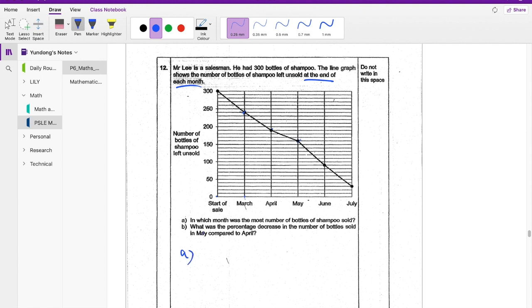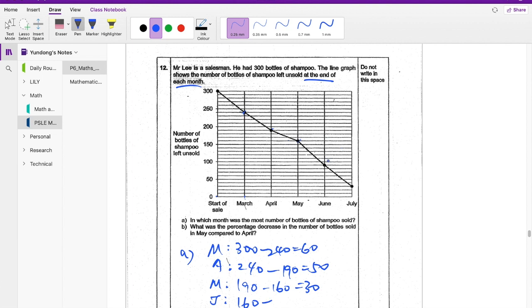So, firstly, in which month was the most number of bottles of shampoo sold? This one we need to calculate. For example, in March, how many did he sell? This is 300 minus 240, which is 60, right? For April, it is 240 minus 190, which is 50. May, you see, 1, 2, 3, is 190 minus 160, which is 30, right? And June, 160 minus 90, which is 70, right?